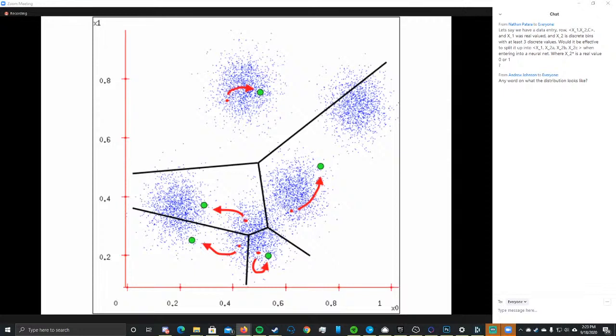This is not the end clustering. We would go back and we would repeat that process until some convergence criterion is met. All right.